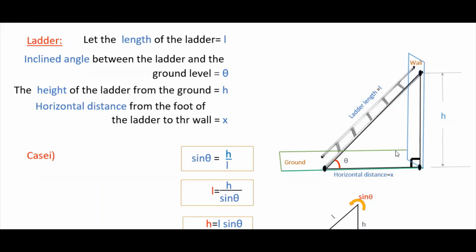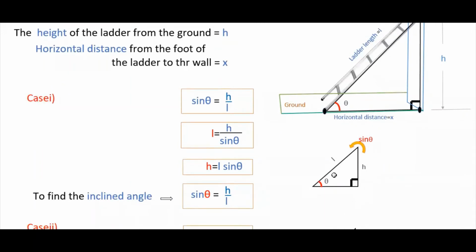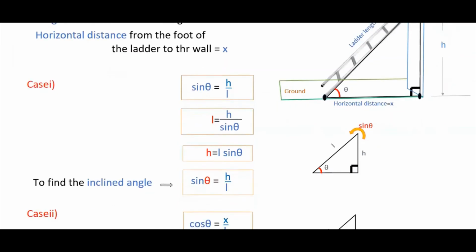In the first case, if we want to find h or L or theta values, we can use sin theta is equal to h by L, because for this angle, this is the opposite side and this is the hypotenuse. So sin theta is equal to h by L. From this you can find L is equal to h by sin theta, or h is equal to L into sin theta, if you cross multiply. Or if you want to find the inclined angle, then you can use this trigonometric ratio sin theta is equal to h by L.